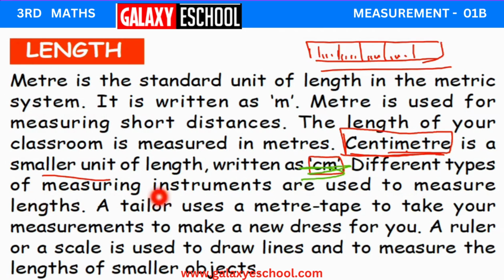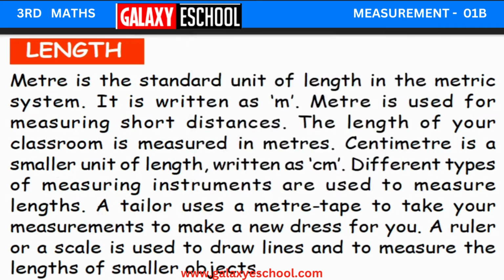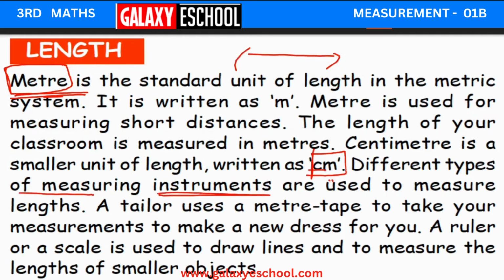Now different types of measuring instruments are used to measure lengths. A tailor uses a meter tape to take your measurements to make a new dress for you. A ruler or a scale is used to draw lines and to measure the lengths of smaller objects. Now what are they saying? Here the unit of measurement is the standard one, children. Everybody uses meters and centimeters only. But to measure the lengths in meters and centimeters, we have different types of measuring instruments.